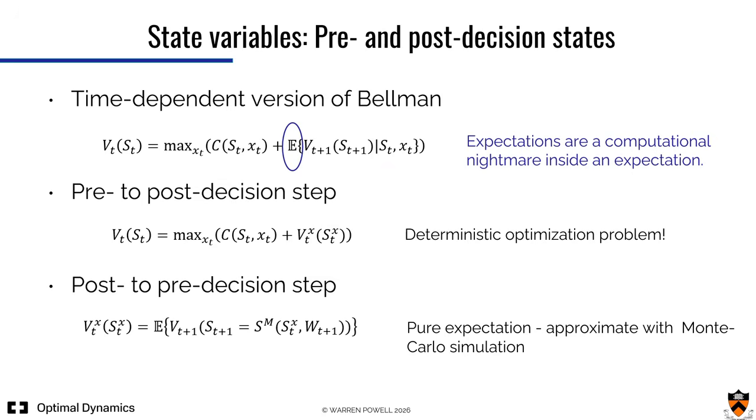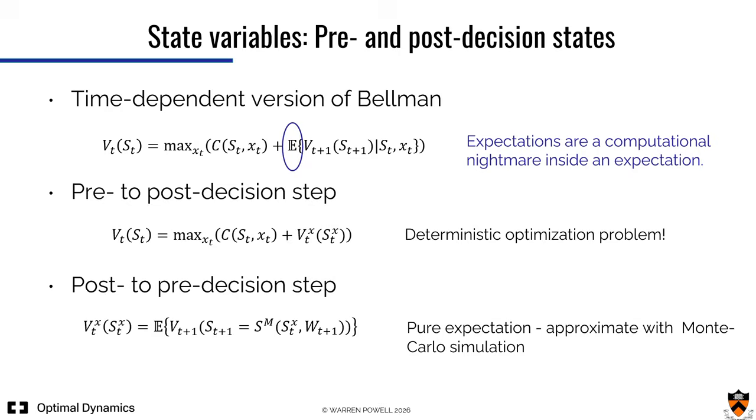Now, the Bellman people have no problem putting in that expectation. When you're optimizing, when you're having to solve that max problem, that expectation is really annoying because usually you can't compute it. So now you're having to do some high-dimensional integral or Monte Carlo sampling. If you go from pre to post, the post-decision value function, notice how I put a little x in the v. The post-decision value function is a function of the post-decision state.